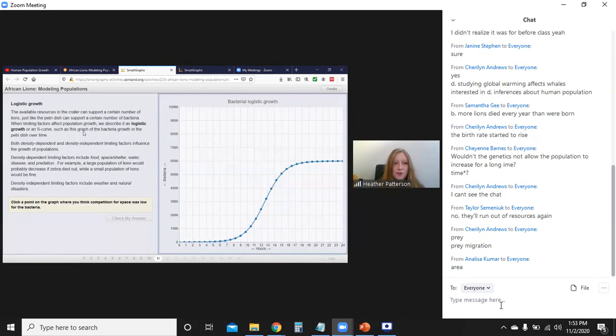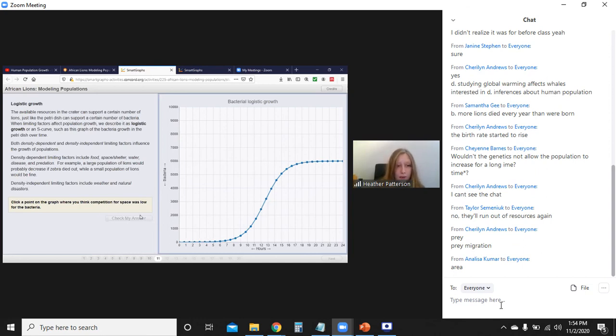Okay, so the available resources in the crater can support a certain number of lions, just like the petri dish can support a certain number of bacteria. So when limiting factors affect population growth, we describe it as logistic or an S-curve. Both density-dependent and density-independent limiting factors can influence the growth of populations. Density-dependent limiting factors include food, space, shelter, water, disease, and predation. For example, a large population of lions would probably decrease if the zebras died out, whereas a small population of lions would be fine. Density-independent limiting factors include weather and natural disasters.